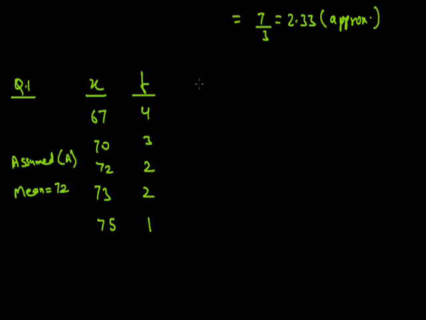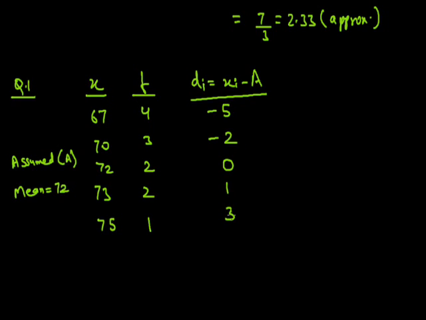So as I have taken the assumed mean as 72, now I will first find out di, and di is xi minus the assumed mean. So xi is 67 and the assumed mean I have taken as 72, so it will become minus 5. Now 70 minus 72 will become minus 2. 72 minus 72 will become 0. 73 minus 72 will become 1. And 75 minus 72 will become 3.